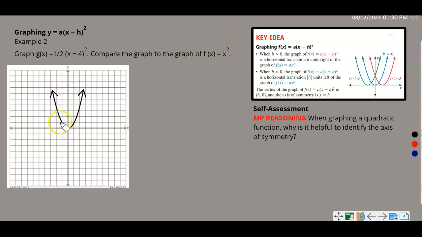The parent function, the parent quadratic function, if you don't know, is going to always have negative 1, 1, 0, 0, and 1, 1 as 3 points in your parent function. So that is your most basic quadratic function right there.